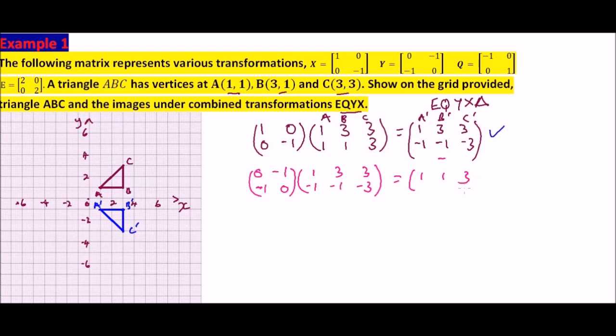Then we come to the second row. Then we have -1 times 1 is -1. So generally, you introduce a minus sign to that row. So this will be -1, -3, and -3. So what you need to note here is this will be our second image. So this is A double prime, B double prime, and C double prime. So this is our A prime, our first image, B prime, and C prime.